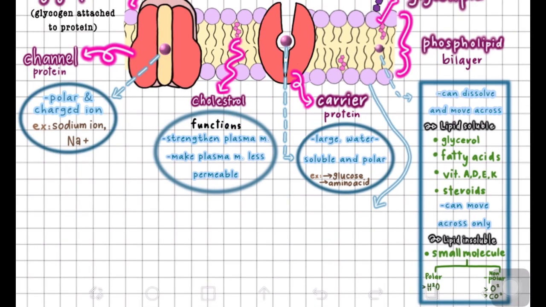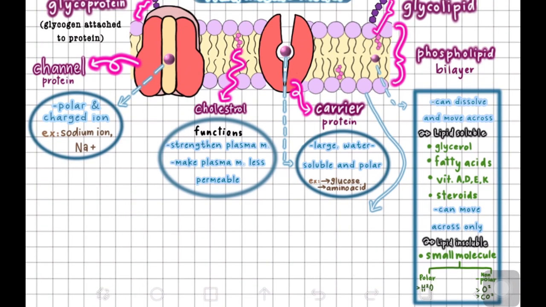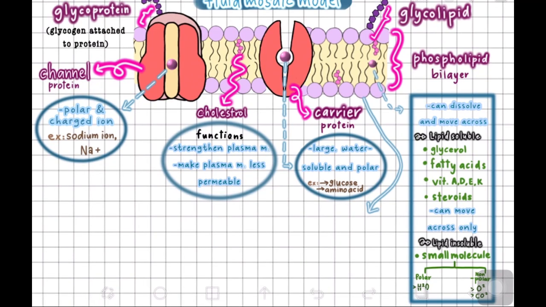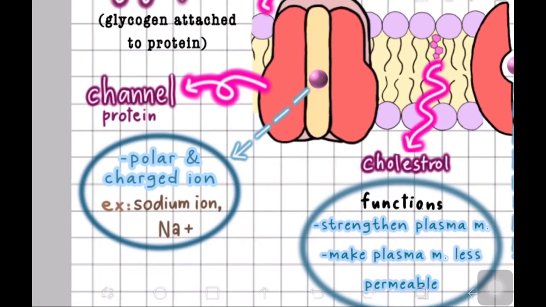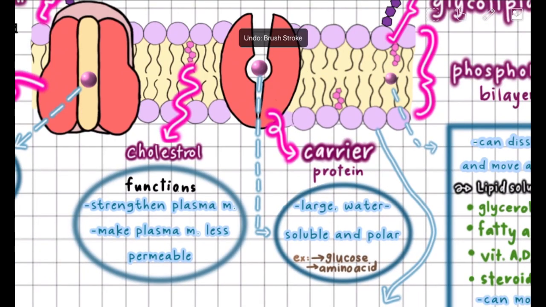Next, I will explain about the characteristics of substances that are able to move across a plasma membrane. There are three common factors that determine whether a molecule can pass through a plasma membrane, which are molecule size, polar molecule, and ionic charge. First, we look at the channel protein. Channel protein only allows polar and charged ions, for example, sodium ion. Second, we have carrier protein, which allows large water-soluble and polar molecules, for example, glucose and amino acid.